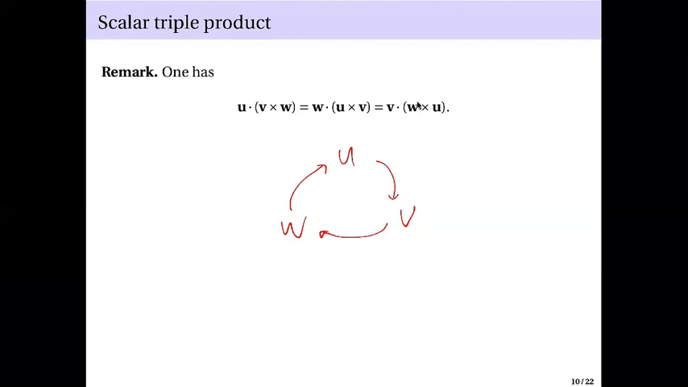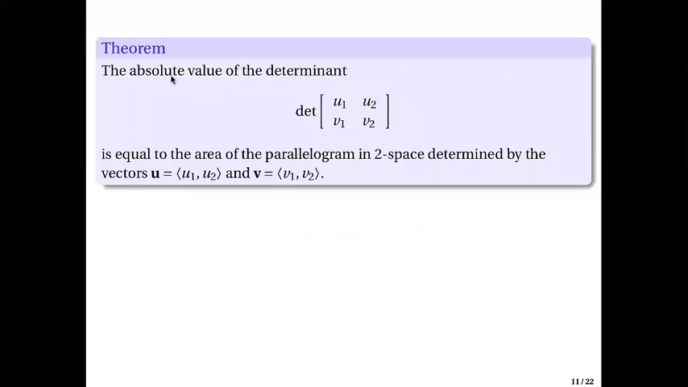But how is this useful to us? The absolute value of the determinant of this is equal to the area of the parallelogram in two space determined by the vectors u and v. Okay? So the absolute value of the determinant is equal to the area of the parallelogram in two space determined by the vectors u and v.